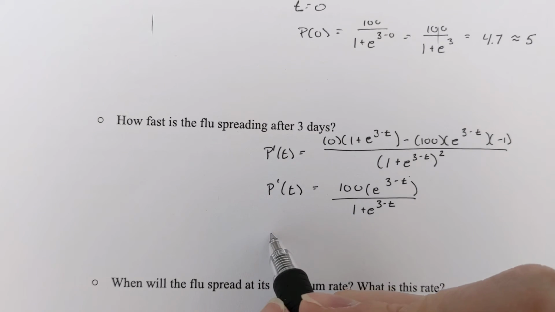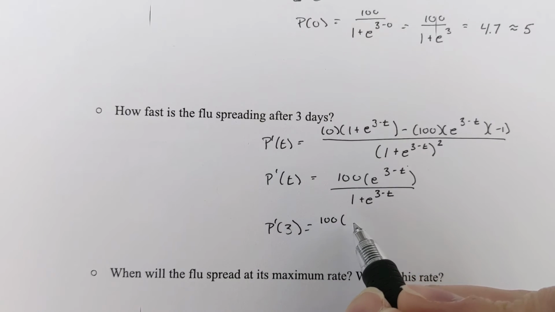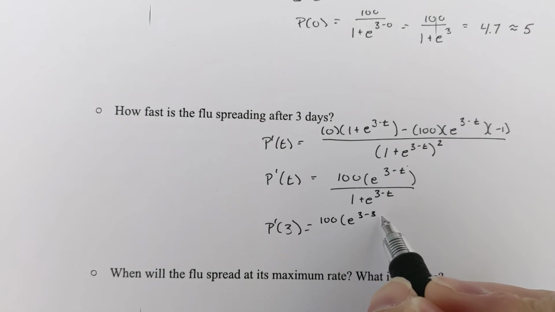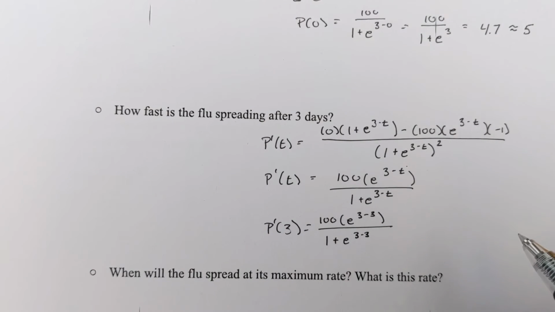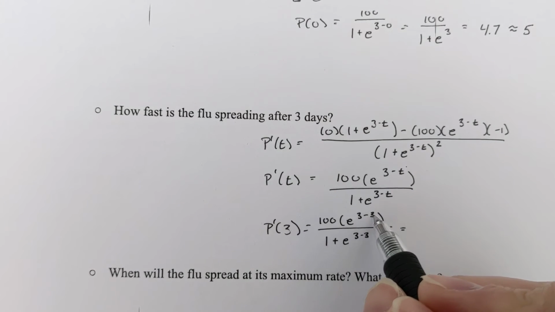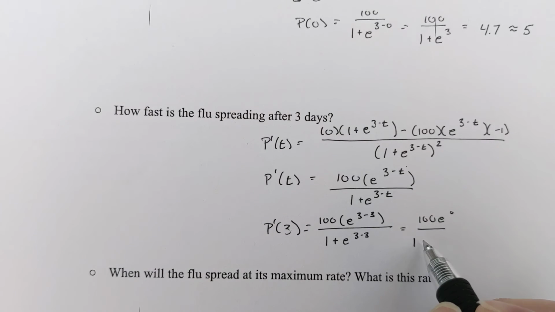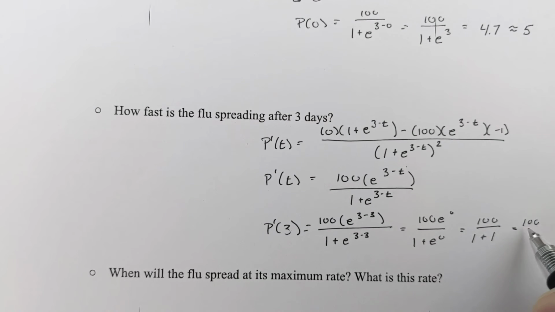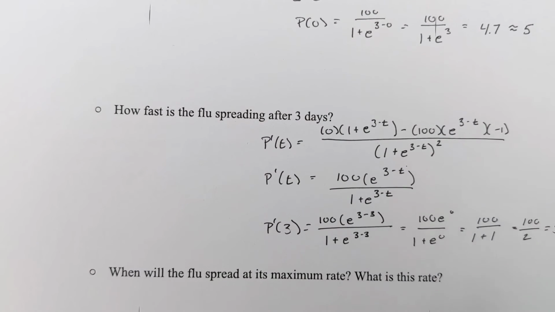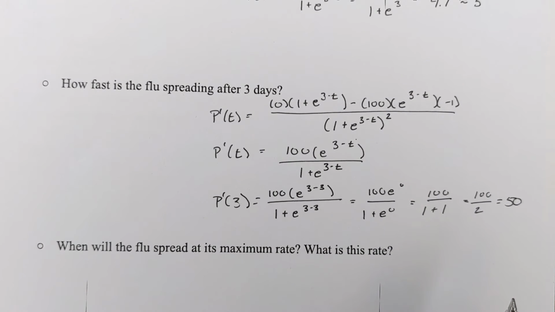Now it says after 3 days, so I need P prime of 3. That means replace all of my t's with 3. So this becomes e to the 0th. And on bottom I have 1 plus e to the 0th. Anything to the 0th power is 1. So that is 100 over 2, or so 3 days in, the population is growing by 50 new patients every day.